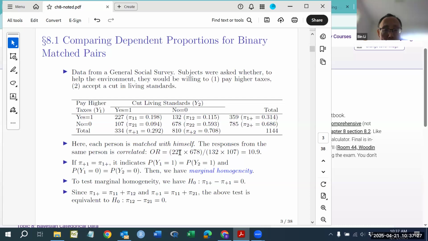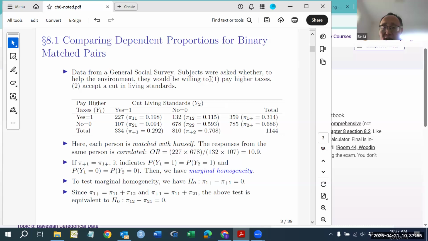For section 8.1, we are comparing dependent proportions for binary matched pairs. Let's see an example first. This data is from a general social survey. The subjects were asked whether they would be willing to help the environment, with two questions.